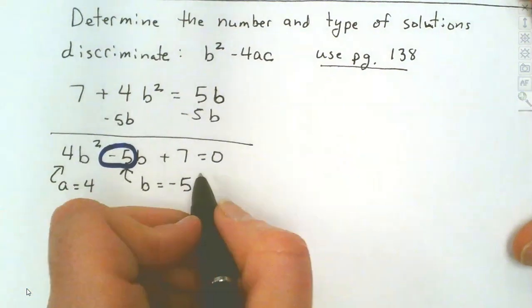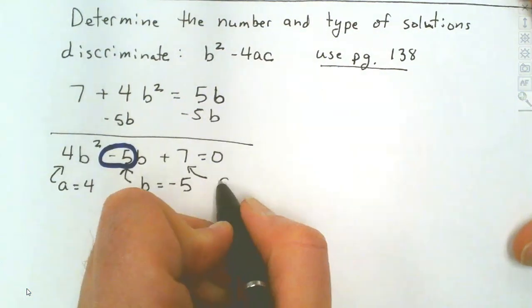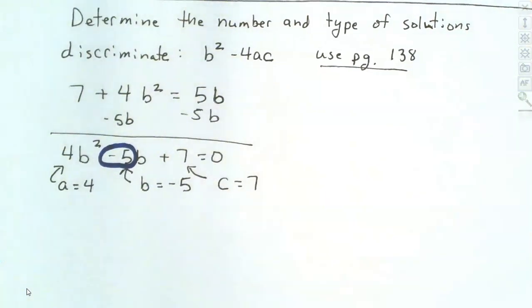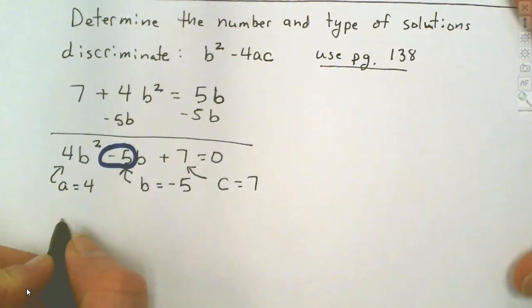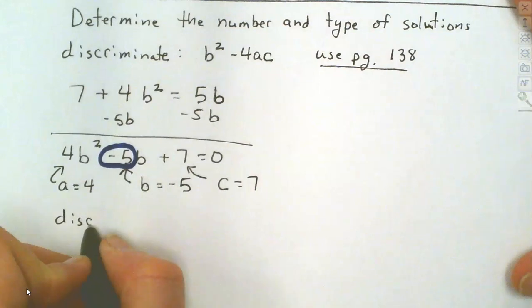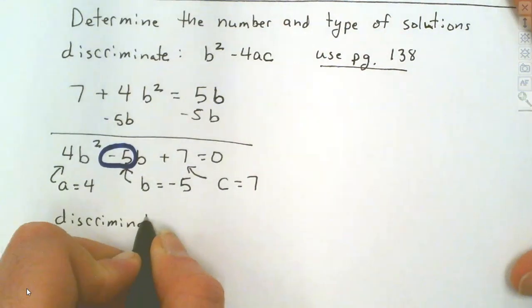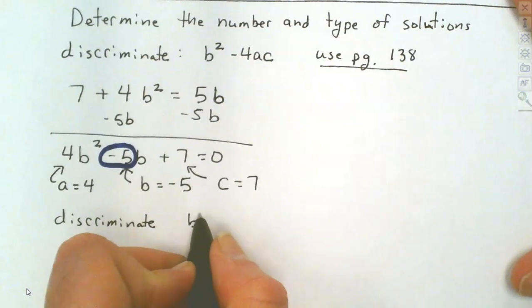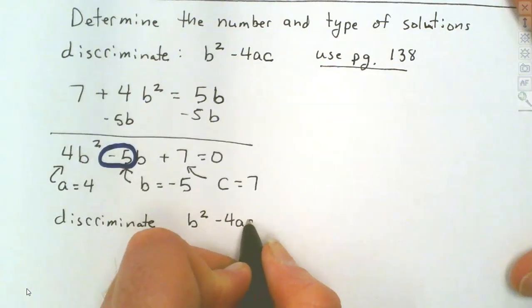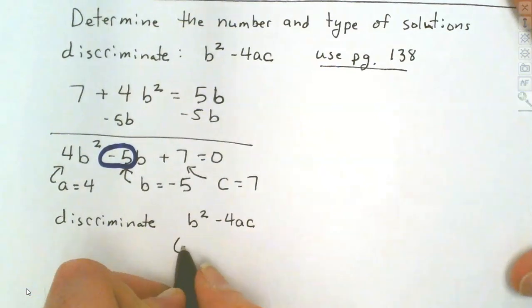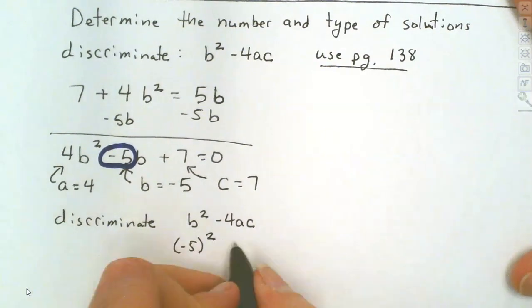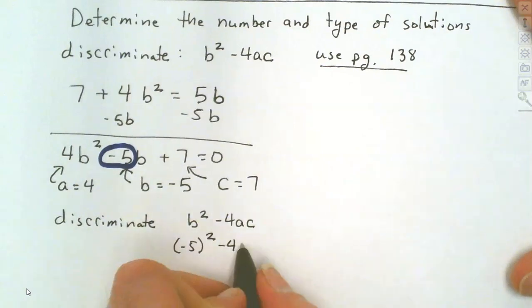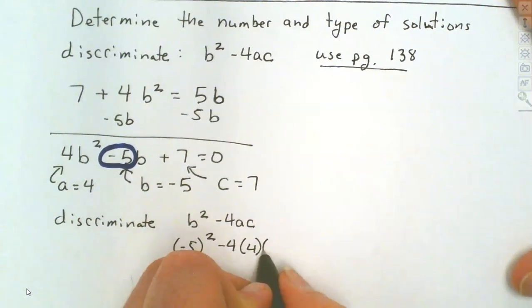And the last part is that C, and that's a 7. Now, we're not going to solve it out completely. All we need to figure out is the discriminant. So let's work with that discriminant. And again, our discriminant is b squared minus 4ac. And so that's negative 5 squared minus 4 times 4 times 7.